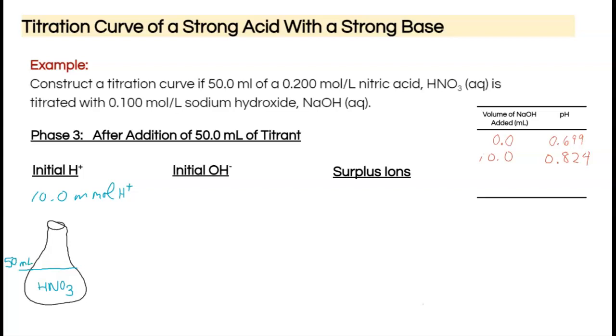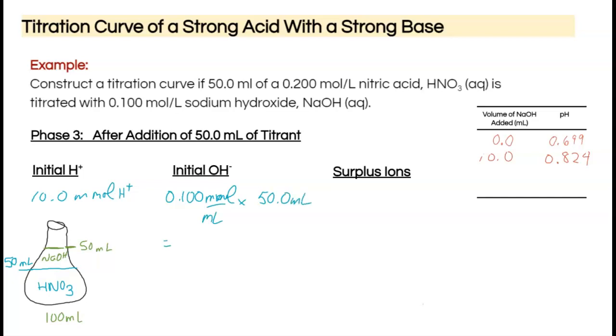So at this point, this is obviously not to scale, but I've added another 50 milliliters of sodium hydroxide to that, right? And the 50 milliliters of added stuff is going to give me a total volume of 100 milliliters. And so now I'm going to figure out how many moles of hydroxide do I have in solution? Well, I'm starting off with a solution of 0.100 millimoles per milliliter, and I've added a total of 50 milliliters.